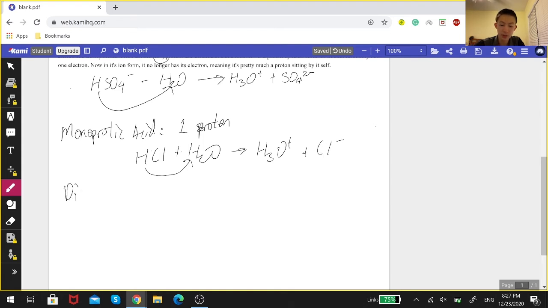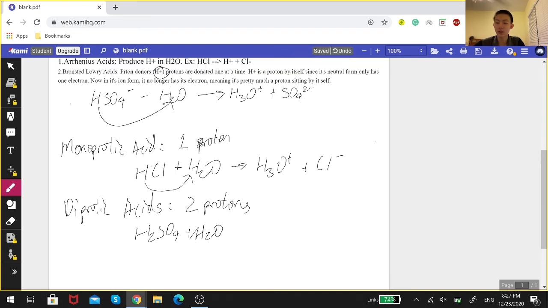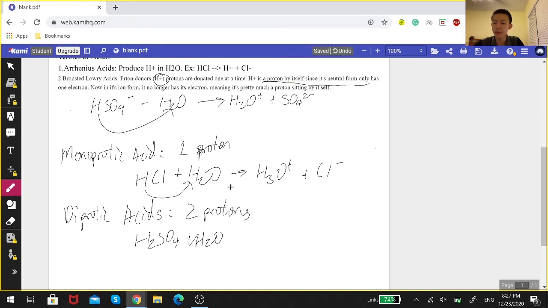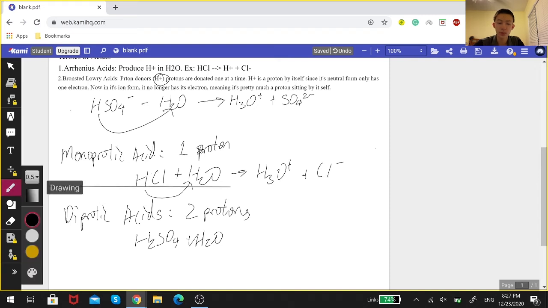Now the second one is diprotic acid. This has two protons. An example of that would be H2SO4. Notice I have 2 hydrogens, plus H2O. And remember in the beginning we said hydrogens are proton donors. Proton donors donate their hydrogen cations 1 at a time.